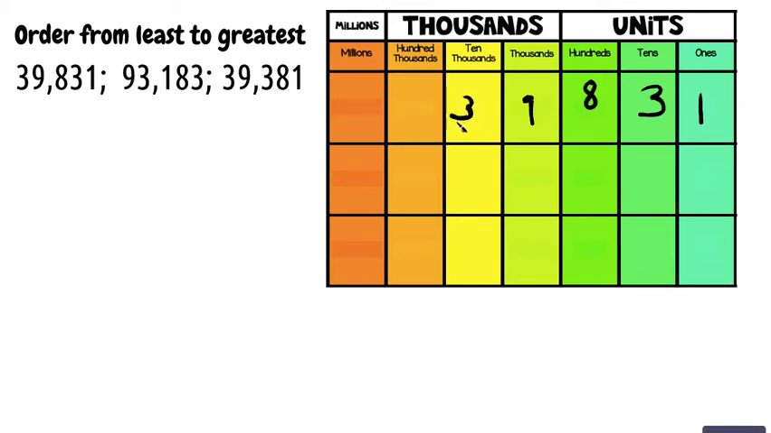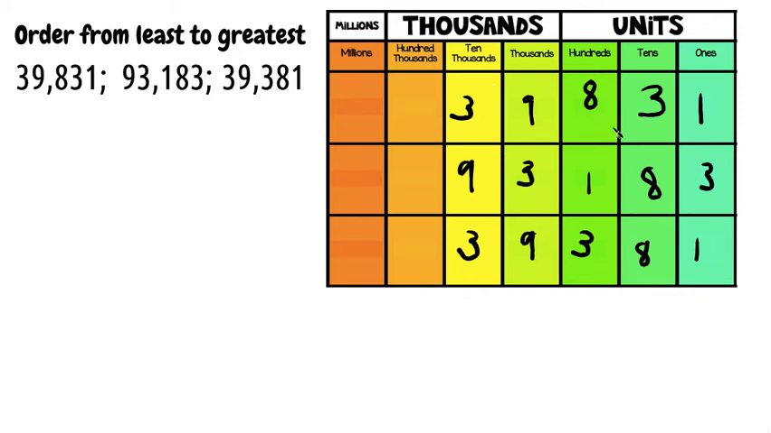So let's see if it's the same number, 39,831. Okay, now I have the number 93,183. I'm going to write that number underneath. And while I'm doing this, please also be writing this on your board as well. And then we have our last number, 39,381. So whatever I'm writing on the screen, I would like for you to also be writing on your board. If you ever get behind, feel free to pause the video.